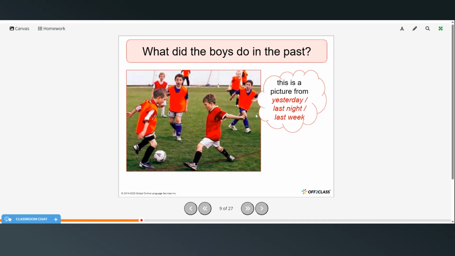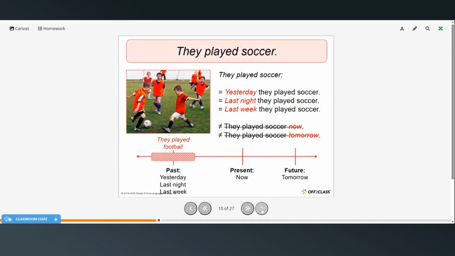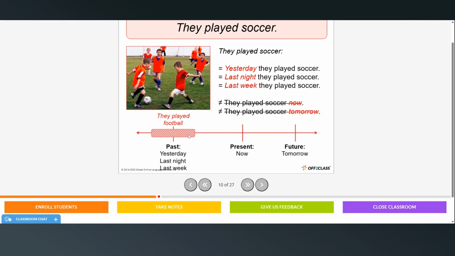So you can imagine that this is a picture from yesterday, last night, or last week. They played soccer. So you could say yesterday they played soccer, last night they played soccer, last week they played soccer. But you can't use the past tense with present or future adverbs. They played soccer now. That would be incorrect. Or they played soccer tomorrow. But here showing they played football, something that started and ended at some point in the past.